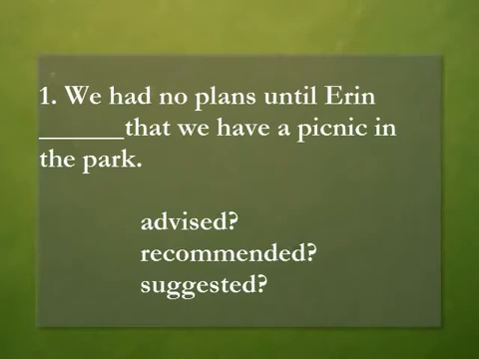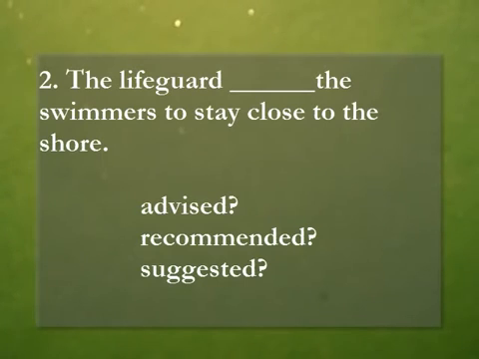Number 1. We had no plans until Aaron suggested that we have a picnic in the park. Answer: suggested. Why? Because this is an informal situation, and Aaron, to our knowledge, is not an authority. Also, we had no ideas about what to do until Aaron made the suggestion. 2. The lifeguard advised the swimmers to stay close to the shore. Answer: advised. And this is because the lifeguard is an authority.